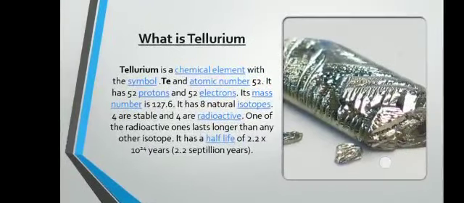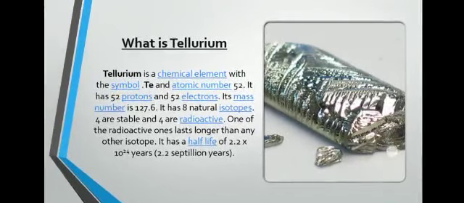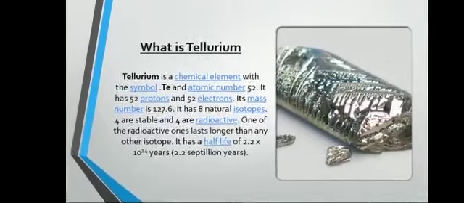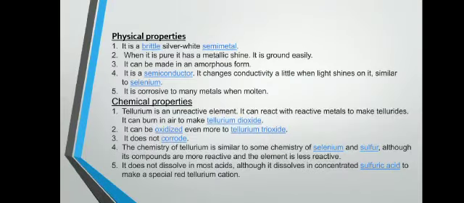Next is physical properties. It is a brittle silver-white semi-metal. When it is pure, it has a metallic shine. It is ground easily. It can be made in an amorphous form. It is a semiconductor. It changes conductivity a little when light shines on it, similar to selenium. It is corrosive to many metals when molten.